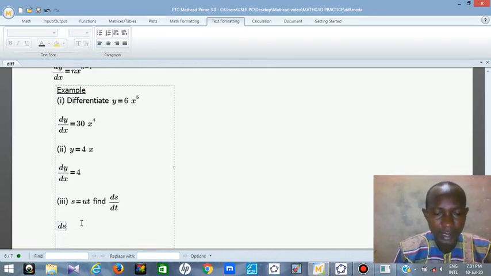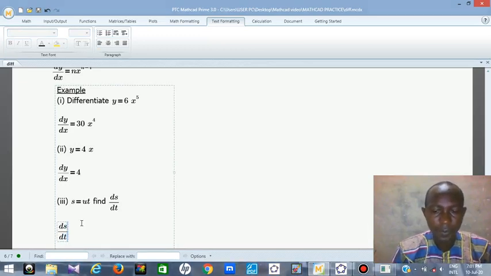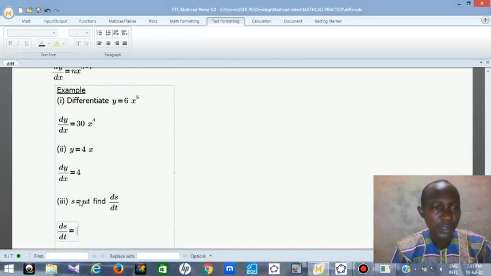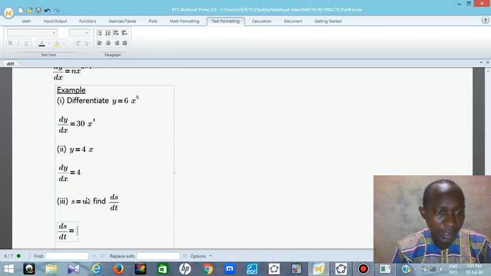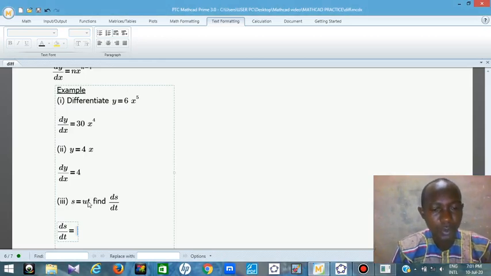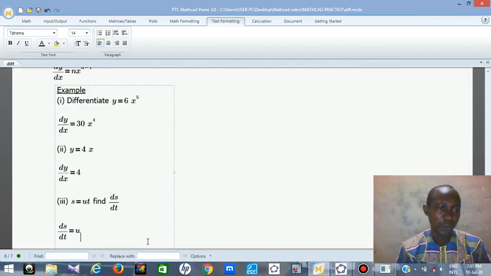So you have your ds/dt will be equal to, since u is a constant, it's something like this, just like 4x. Now 4 is a constant, so you differentiate x. Now u is a constant in this expression here, so you differentiate t with respect to s. When you differentiate t, t has power 1, so 1 times u will give us u. Then t, 1 minus 1 is 0, so t raised to power 0 is 1. So the answer is ds/dt is equal to u.